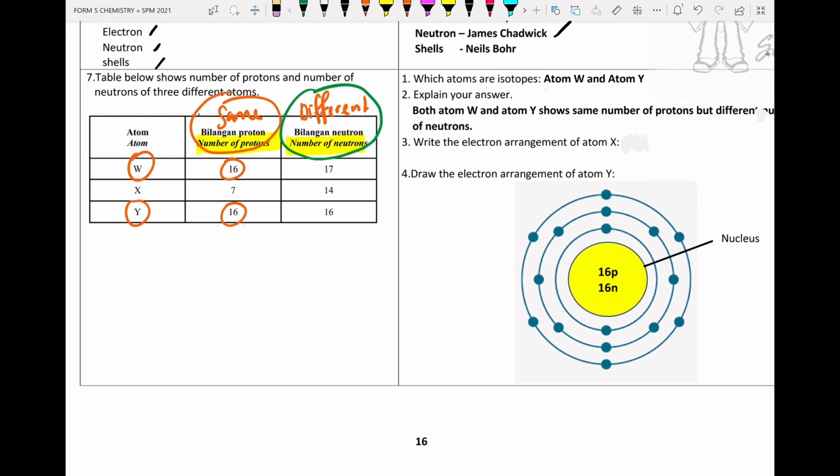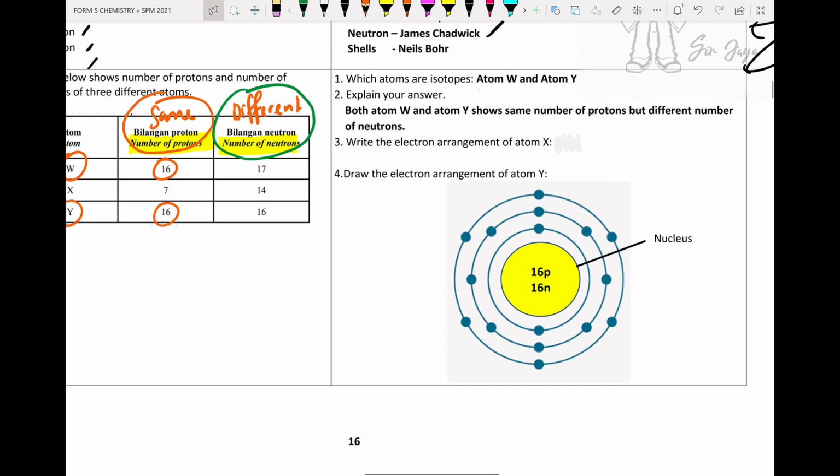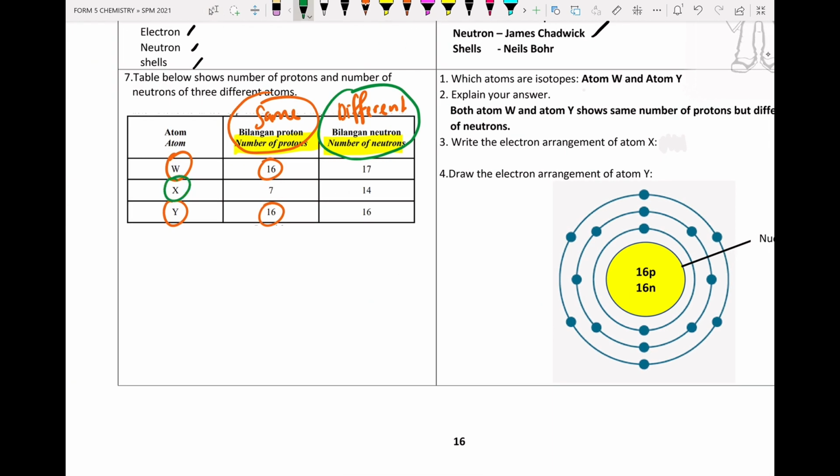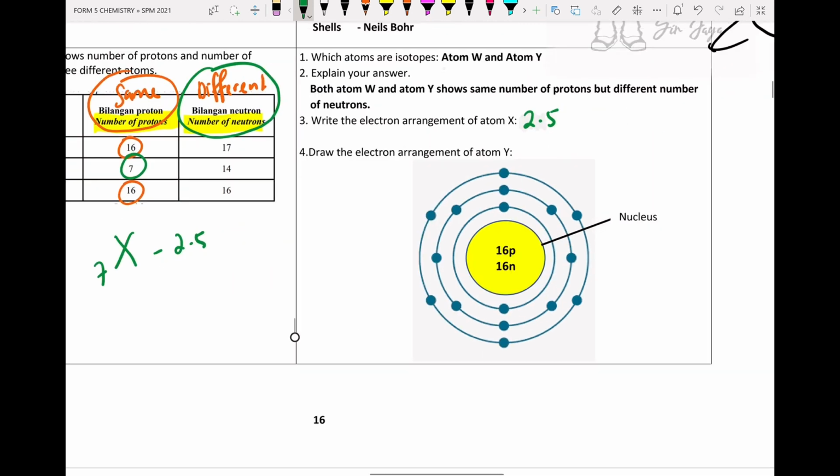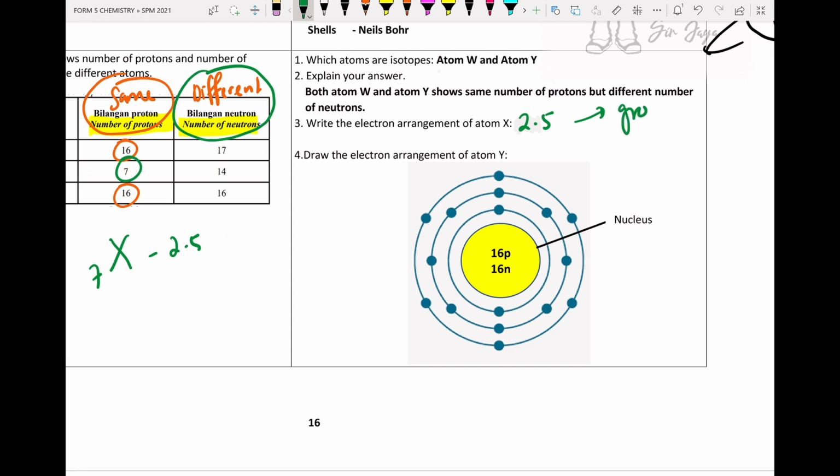All right, so use the terms given in the table. Write the electron arrangement of atom X. So I put here X, it has proton number 7. So 7 will be 2.5. So the answer will be 2.5. This 2.5 means it belongs to which group? Group 15. Don't put group 5, group 15. And it belongs to which period? How many numbers are present here? 1 and 2. It's from period 2.